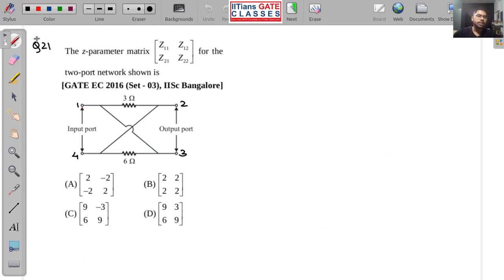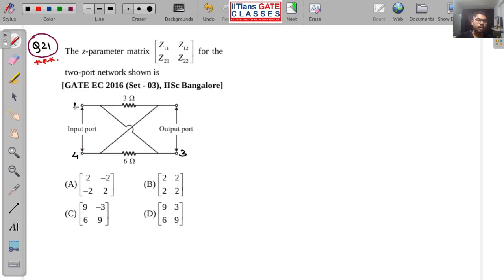Now this question number 21 is a very important question. How are you going to solve this? What they have asked here is the Z parameter matrix Z11, Z12, Z21 and Z22 for the 2-port network shown. So you need to find the Z parameters. This circuit is simple yet very complex to solve normally. So how do we solve it?